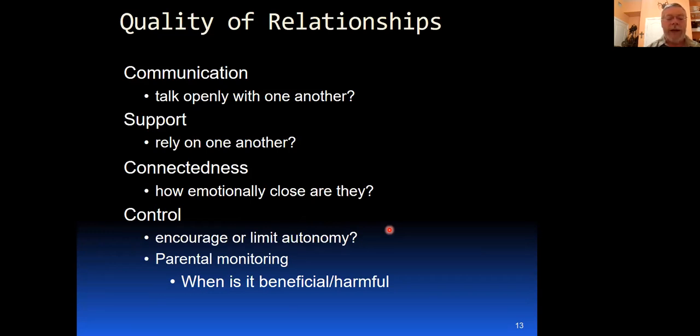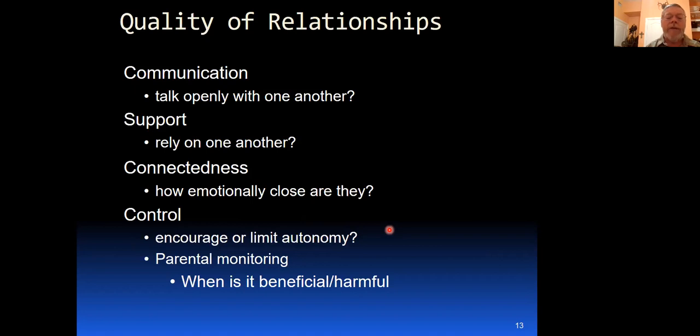So that brings up the question of parental monitoring. Parental monitoring is that the parent is aware of what the adolescent is doing, where they are, and so on. So when is this beneficial? When is it harmful? Well, one thing we can say is that if parental monitoring is motivated by other than concern for the adolescent's welfare, it is less likely to be beneficial. If it is motivated by simply needs for control or fear, it may not be as beneficial as if it's motivated by affection.